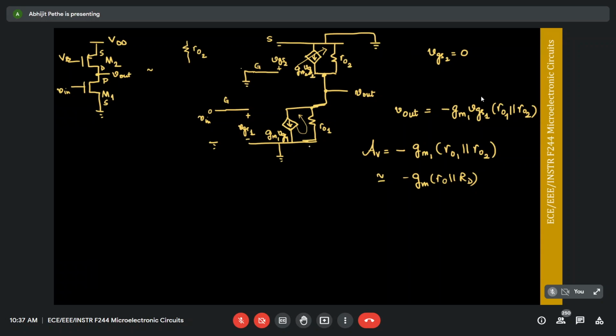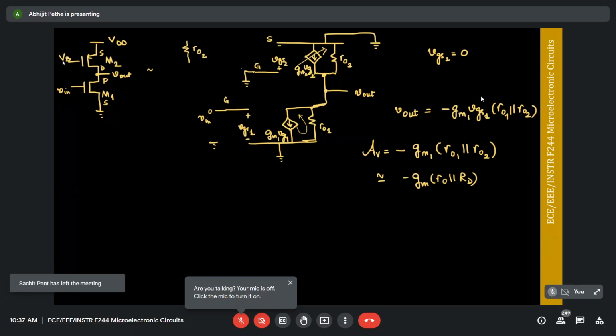So how is vgs2 equal to 0? When you're doing small signal analysis, what do you do to a DC voltage source? Oh, okay. So VB is right. The gate of M2 is grounded.